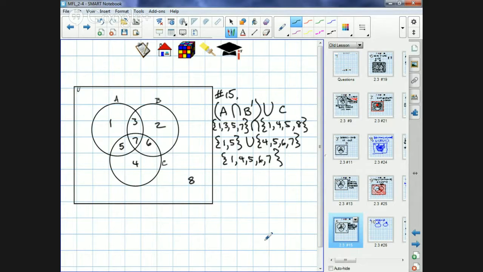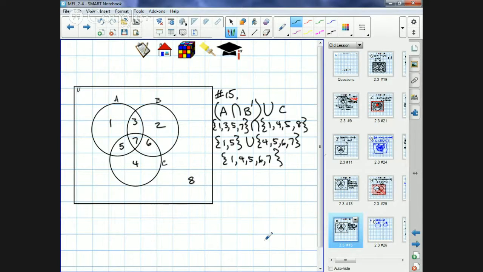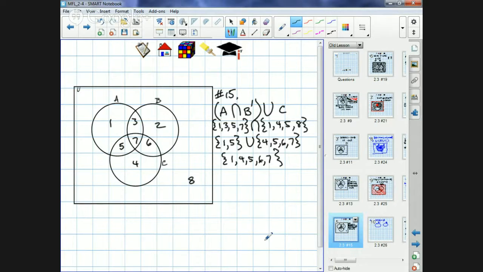And then union C, I had 4, 5, 6, 7. Then my answer was 1, 4, 5, 6, 7. Okay. Here's a case where your answer was not affected by missing that 8. It should be there, but it didn't affect your answer. Yeah, because it was up earlier in the intersection. It got lost in the intersection.